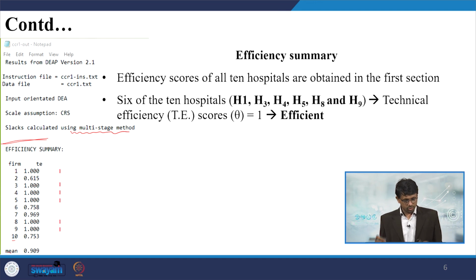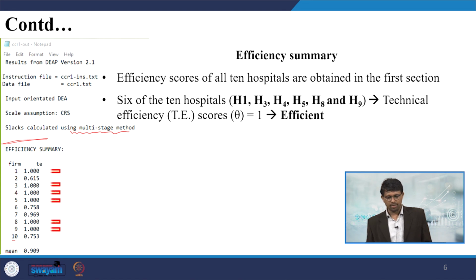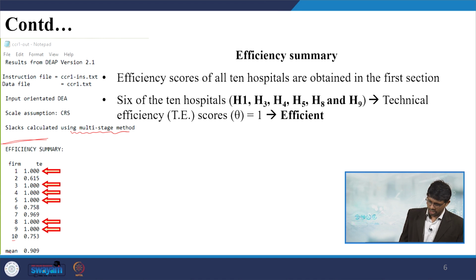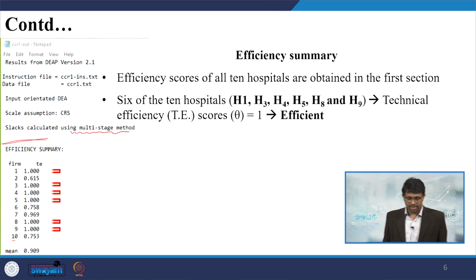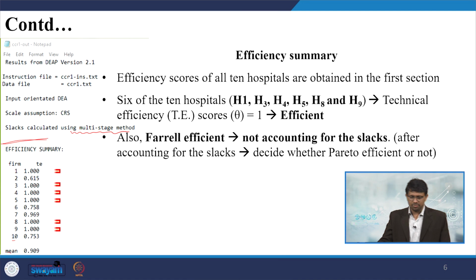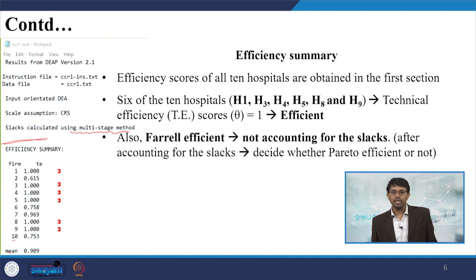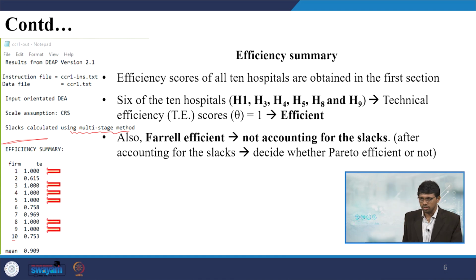6 of the 10 we are just highlighting, that is H1, H3, H4, H5, H8 and H9. These 6 are technically efficient, okay, since their score is actually perfect 1, and they are called efficient firms. Also, Farrell efficient firms, those are not accounting for the slacks. At this moment, it is not accounting the slacks. After accounting for the slacks, we will decide about whether they are Pareto efficient or not.